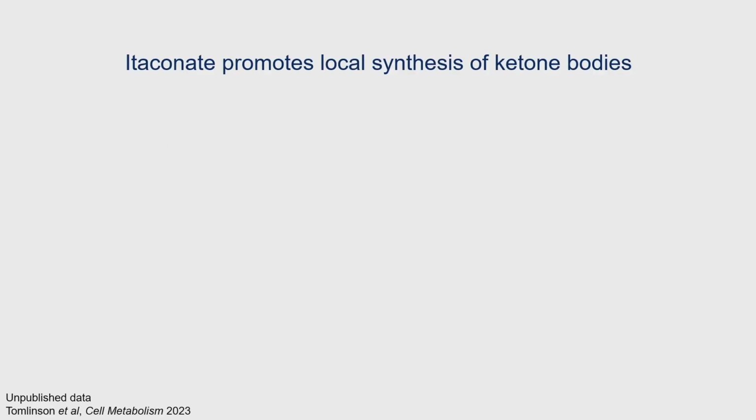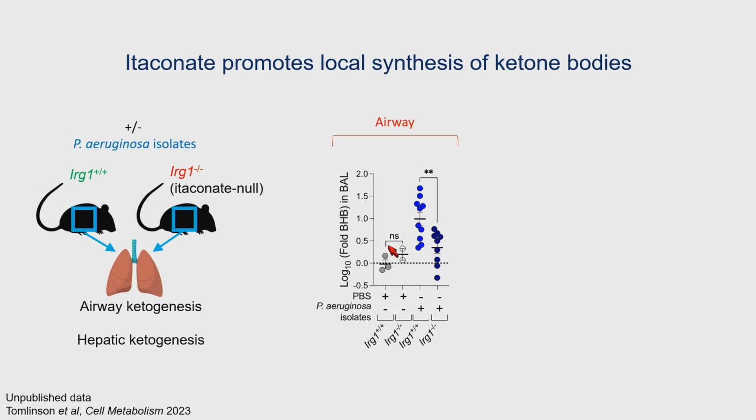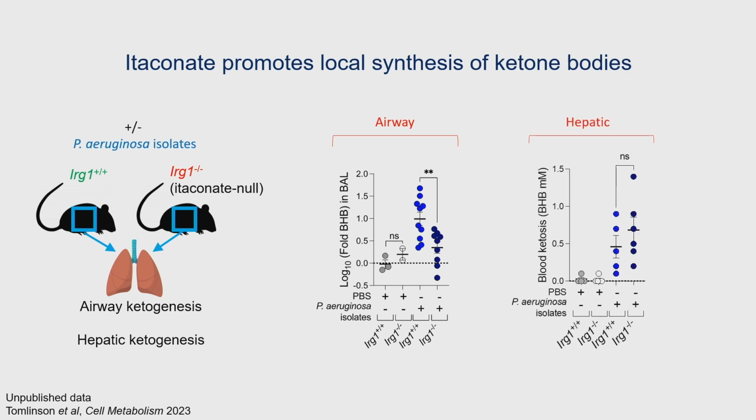So to evaluate the hypothesis that it's really itaconate which is promoting this ketogenic environment, we took animals that can produce itaconate and animals that cannot produce itaconate, and we infected them with the clinical isolate of Pseudomonas aeruginosa. And we evaluated the airway ketogenesis and hepatic ketogenesis. And as expected, the enrichment of beta-hydroxybutyrate in the airway during the infection with this Pseudomonas isolate was dependent on the ability of the host to produce itaconate. And also, as expected, the hepatic response was not associated with the production of itaconate. So itaconate is really promoting the enrichment of ketone bodies locally in the airway, but not in the liver. And it looks like these pathogens are exploiting that pathway.